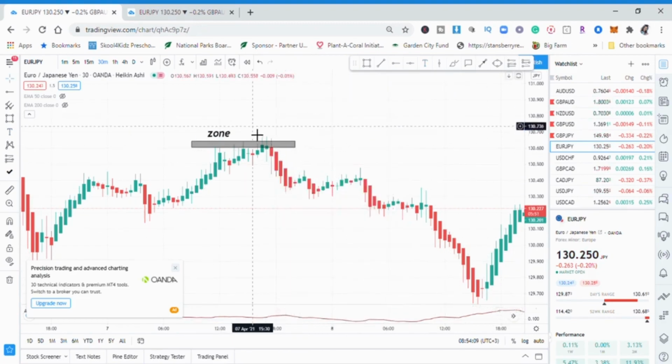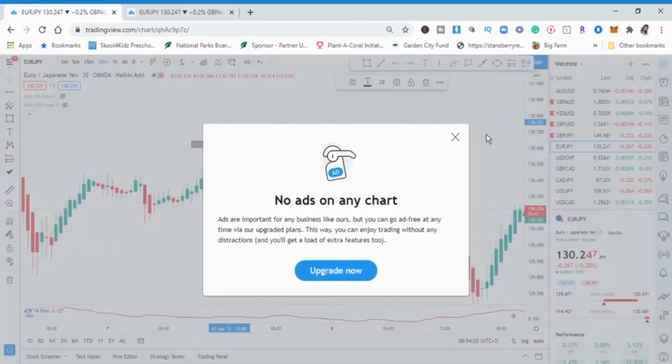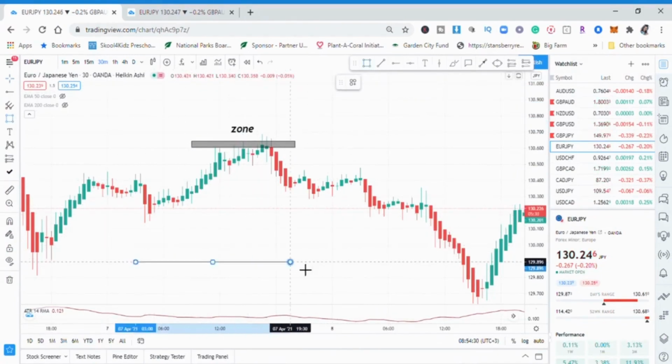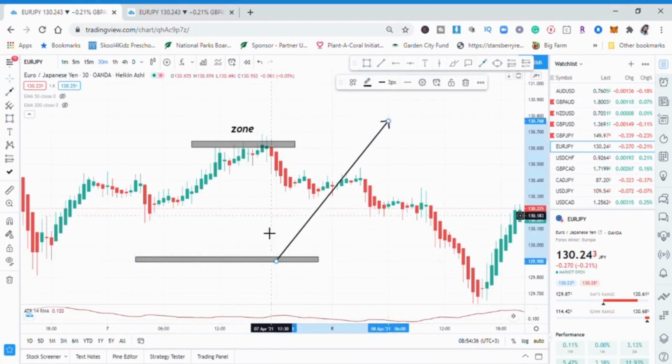Now you have identified your zone, and you know this is a rejection. If this rejection was on the downside, like it was here, we would be looking for a buy opportunity, because the sellers have been rejected. Now the buyers are the ones being rejected, so we are looking for a sell opportunity.